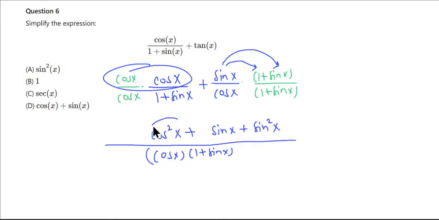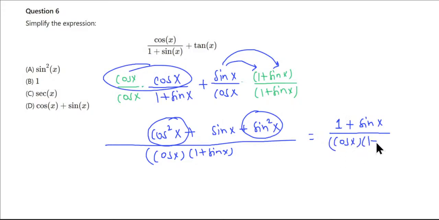Okay. What is cos square x plus sine square x? That's a pretty popular Pythagorean identity. Sine square x plus cos square x is 1, so I'm just going to replace that with 1. The other sine x remains as it is, I mean to say this one. And this cos x remains as it is, and this 1 plus sine x also remains as it is. And don't you think that these two are gone now? And we are just left with 1 over cosine of x, and 1 over cosine is just secant of x. And that is indeed in the options, so the correct option is option C.